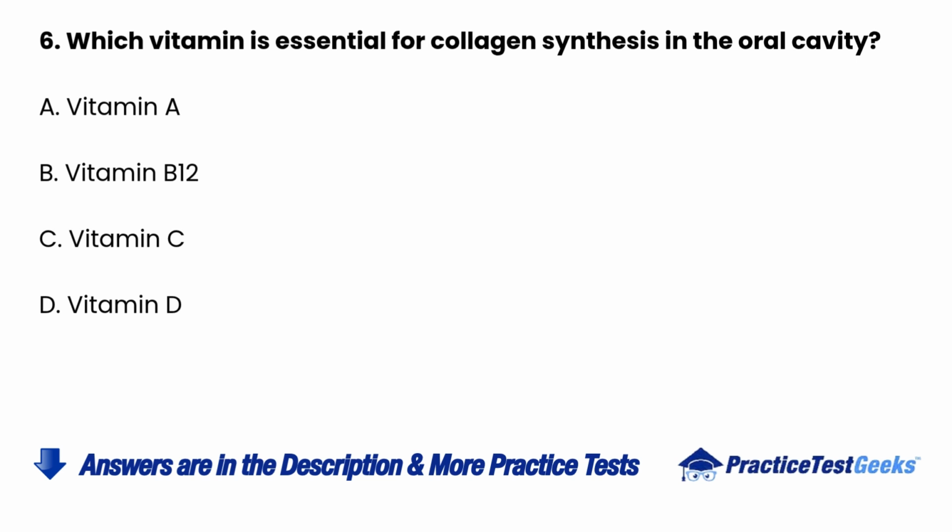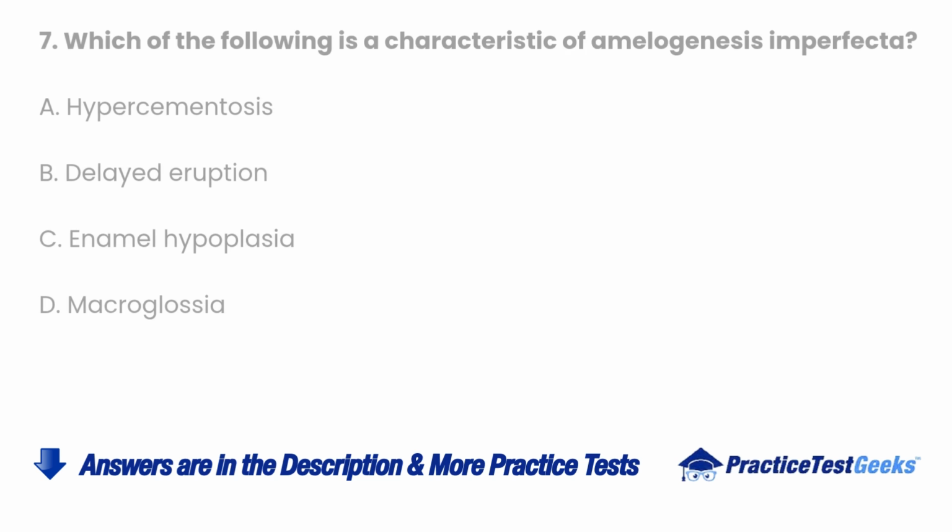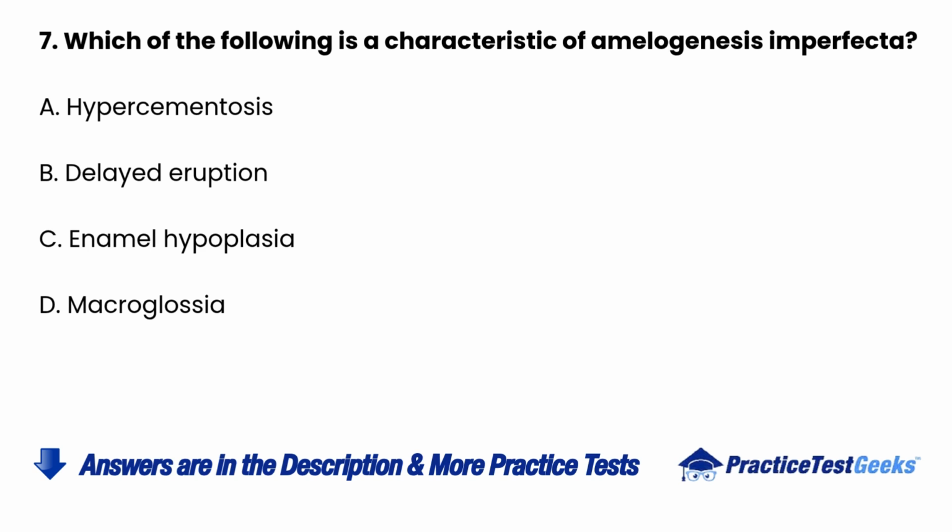6. Which vitamin is essential for collagen synthesis in the oral cavity? A. Vitamin A, B. Vitamin B12. C. Vitamin C, D. Vitamin D. 7. Which of the following is a characteristic of amelogenesis imperfecta?